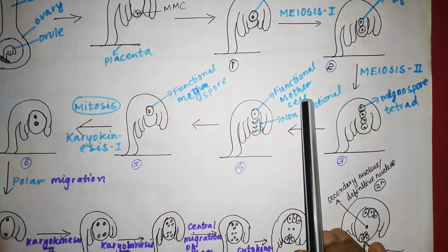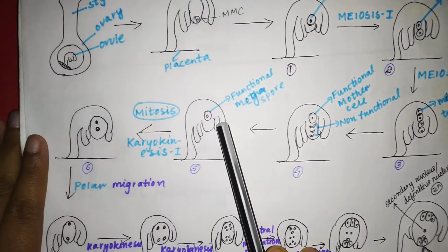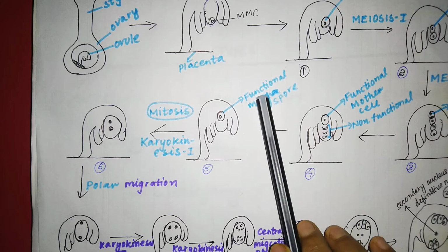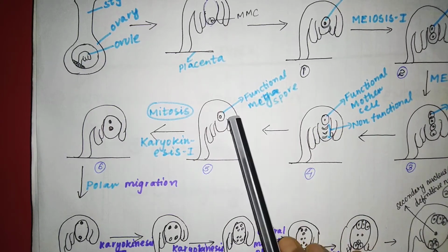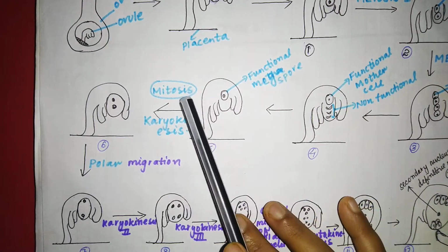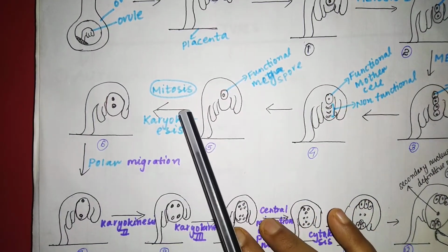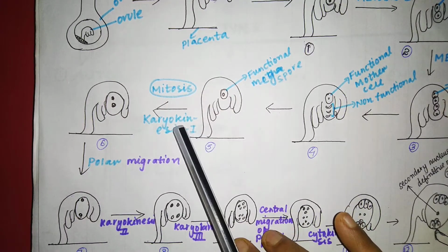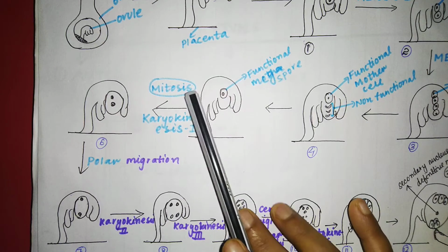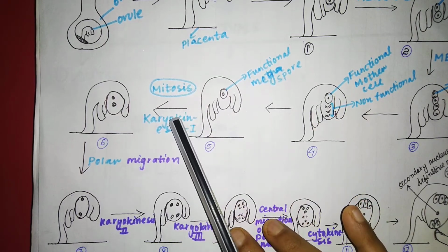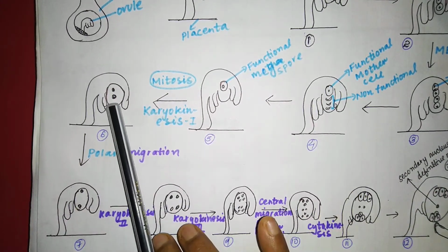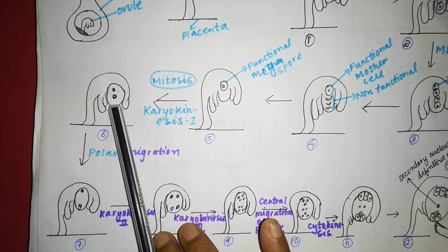The functional megaspore will later act as an embryo sac, and this functional megaspore will undergo mitosis. As we know, mitosis consists of two parts, karyokinesis, division of nucleus, and cytokinesis, division of cytoplasm. Mitosis will first undergo karyokinesis 1 and it will form one more nucleus, that means two nuclei will form.